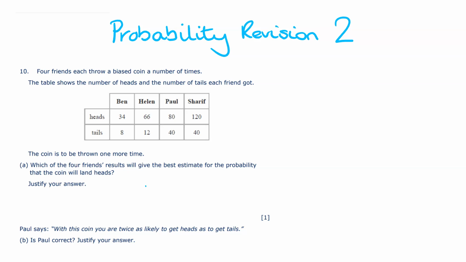So we've got 4 friends that throw a biased coin a number of times. We've got heads and tails. Which of the 4 friends' results gives the best estimate? Well, the best estimate is going to come from the one that did it the most. So that's going to be Sharif, because he did the most trials.